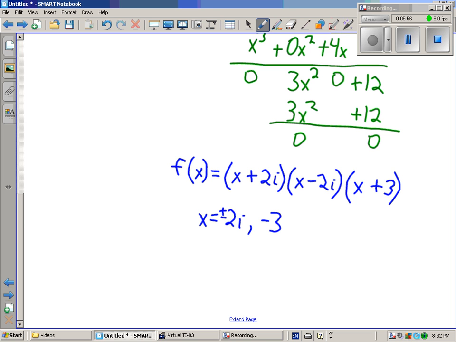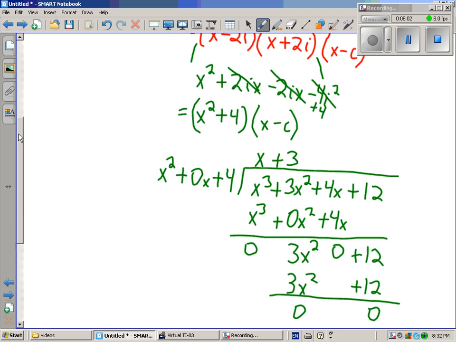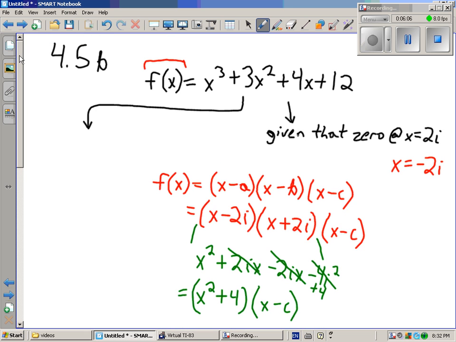Okay, that one was a little bit simpler because we only had an imaginary part of our complex zero. We did not have a real part of it. We did not have, for example, 2 plus 2i. That's going to be our next example. Now, just to show you how using some of your old skills can come in handy, I'm going to approach this by a different manner real quickly.